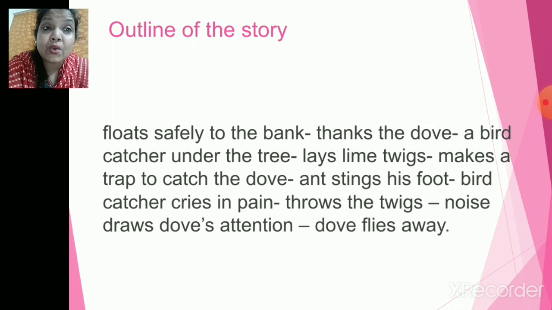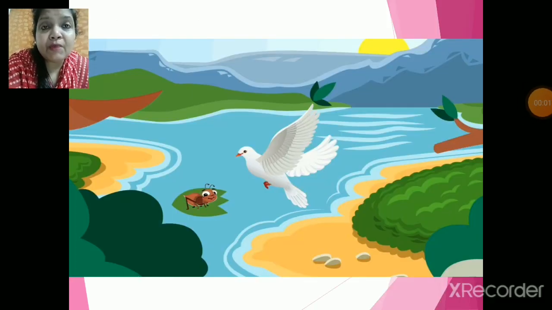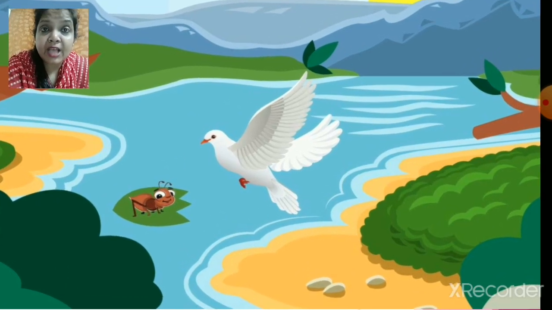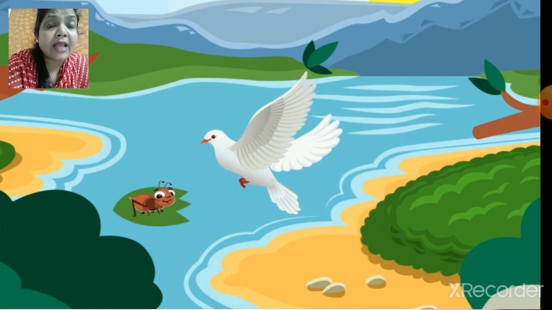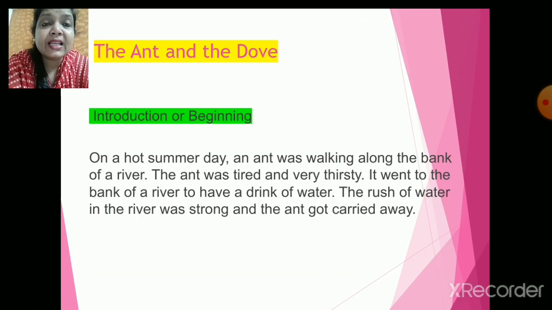What is the story all about? Now, what we will be doing is we are going to complete these sentences which are incomplete. We are going to add life to the story, right? So let us see how we are going to do it. So now, children, with the help of the outline of the story, we can make an imagination or create a picture in our mind. So this is how we can imagine. Yes, there is a dove, there is one ant, and the ant is on the leaf. So now we know what the story is all about. So let us quickly start.